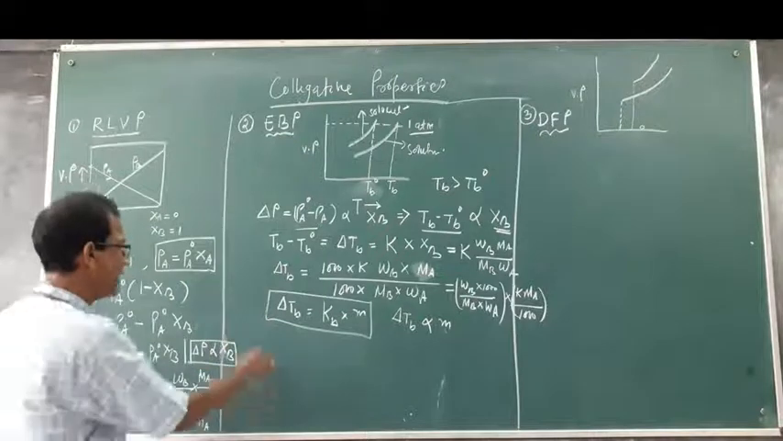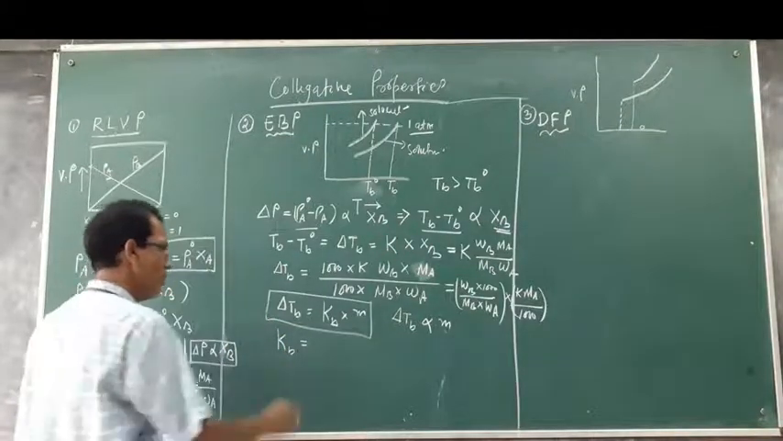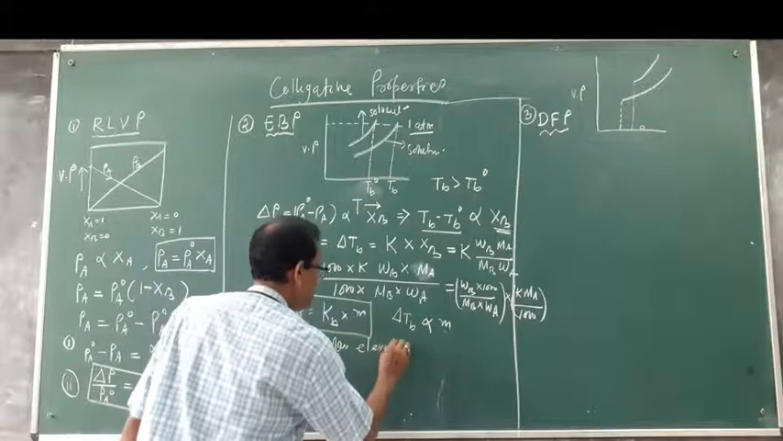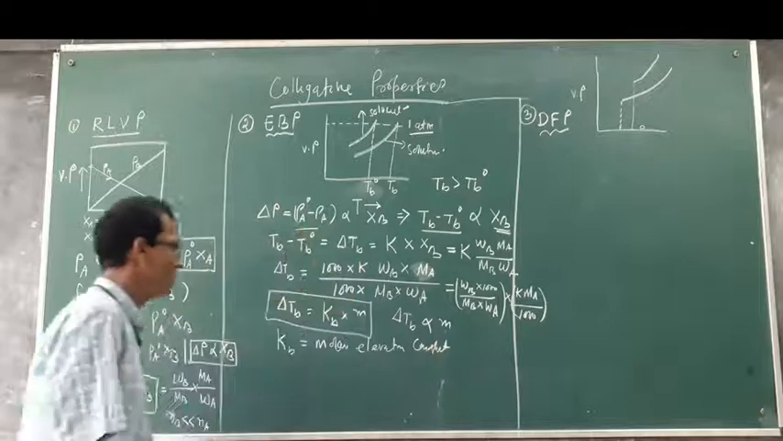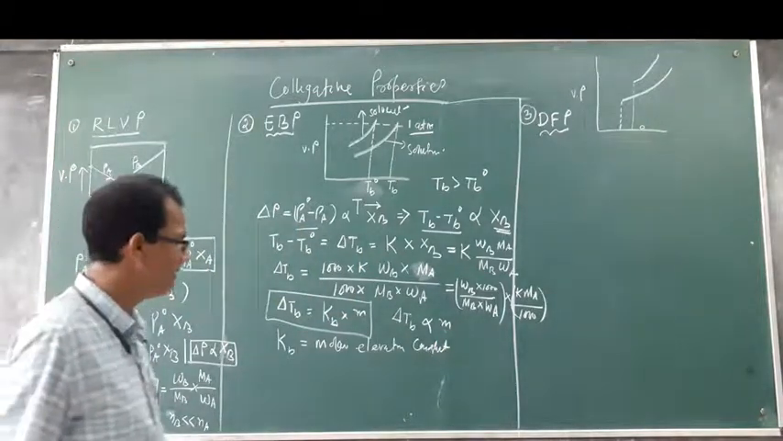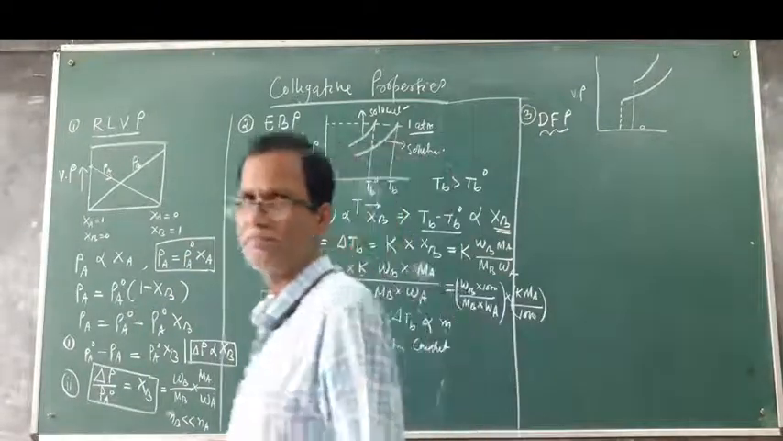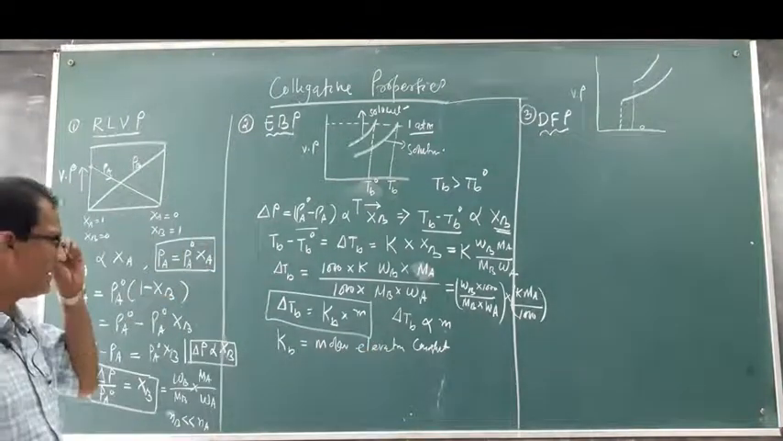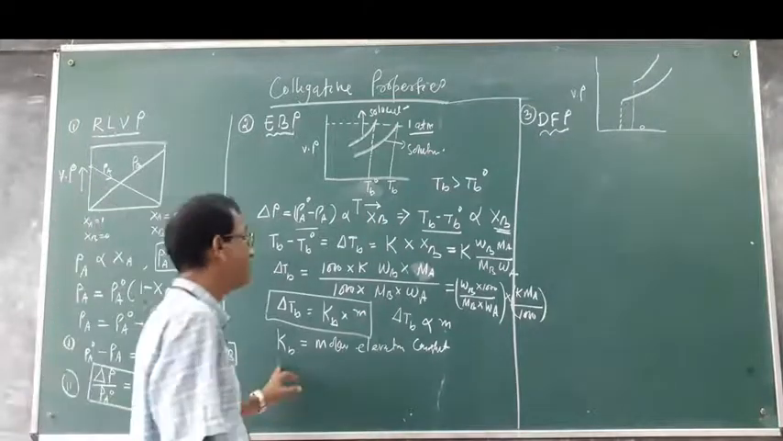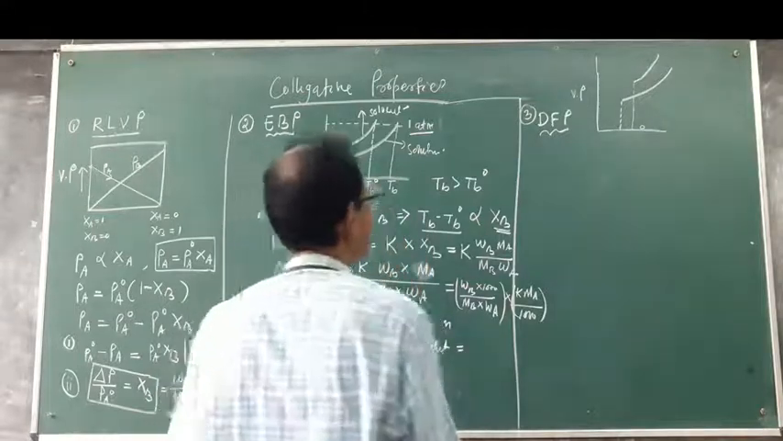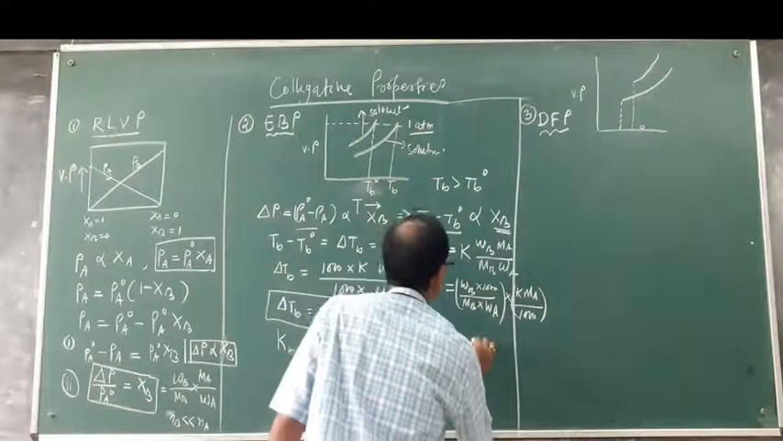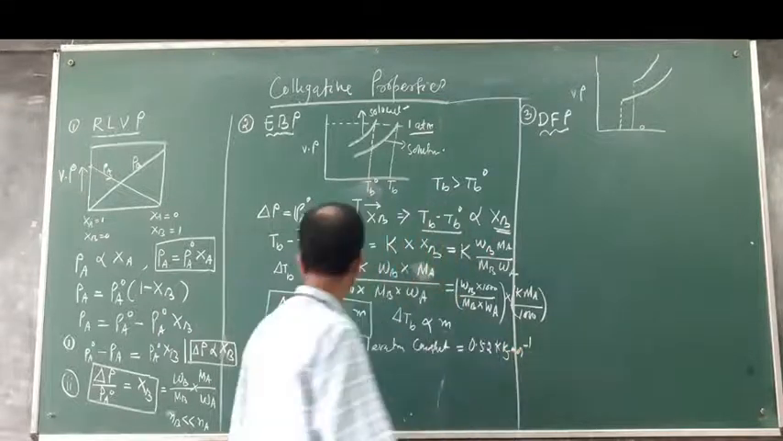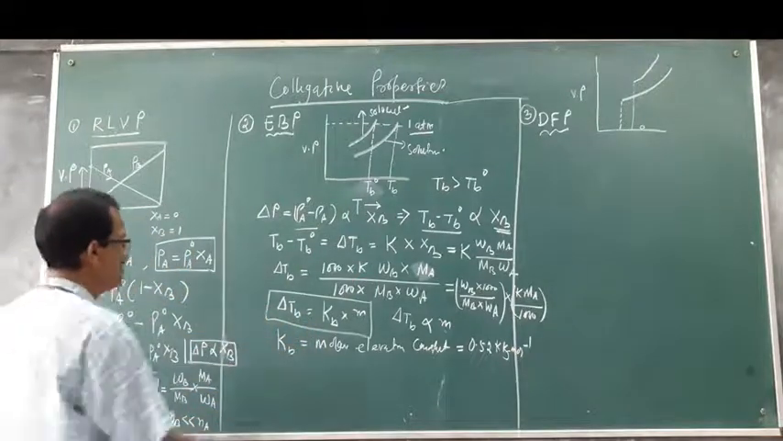Now, what is KB? KB is called molar elevation constant, or ebullioscopic constant. Its value for water is how much? Kb for water is 0.52 K kg mole inverse. What is Kb? If you see, what is the value of Kb? Kb is equal to del Tb by m.